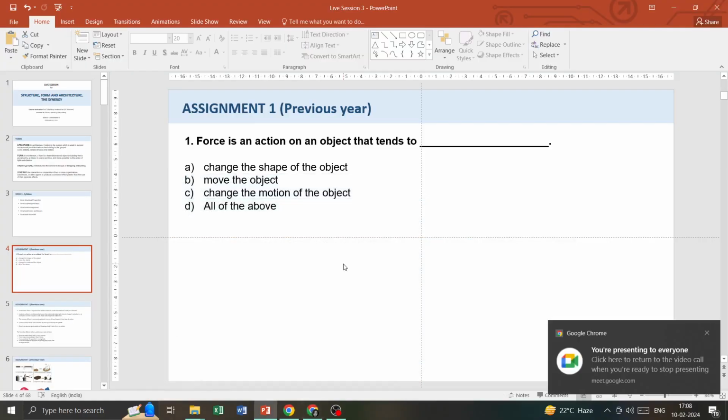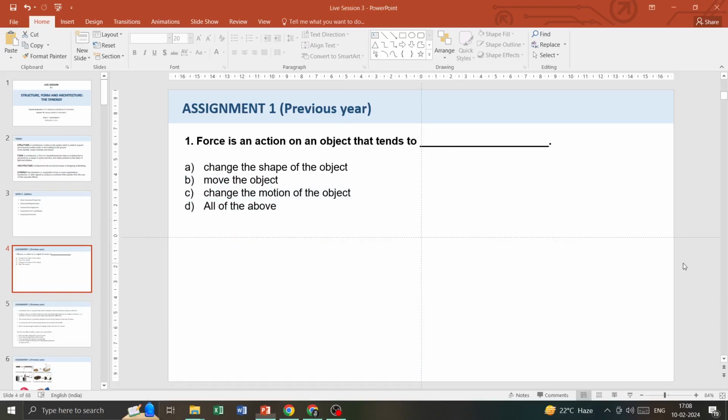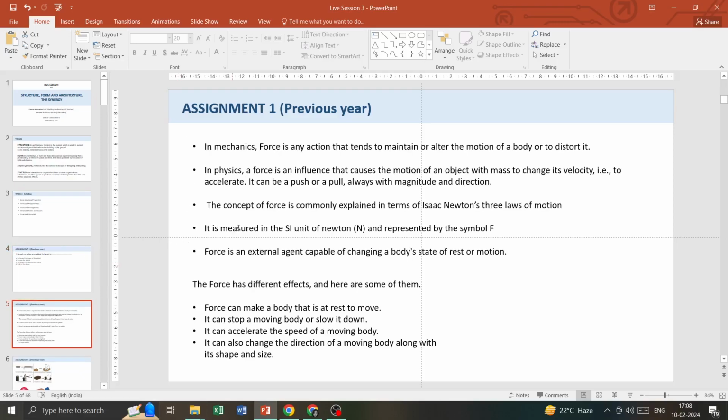Force is an action on an object that tends to change the shape of the object, move the object, change the motion of the object, all of the above. So in mechanics, force is any action that tends to maintain or alter the motion of a body or to distort it. In physics, force is an influence that causes the motion of an object with mass to change its velocity, that is, to accelerate. It can be a push or pull, and it always has magnitude and direction.